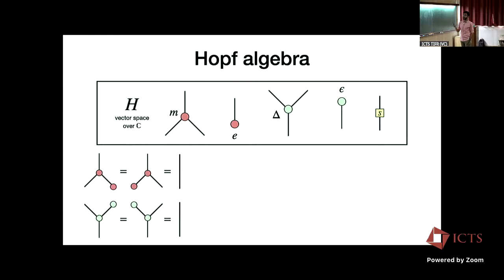These things satisfy a bunch of relations. So for instance, multiplication and the identity satisfy this. If you multiply by the identity, you get nothing basically. So this is like doing nothing to this leg. Similarly here, if you do a co-unit on the co-product, it's like doing nothing. So you can think of this as this red circle annihilates with the red circle, green circle annihilates with the green circle. And the co-unit and the product have some nice relation. The unit and the co-product have a nice relation. Co-unit and unit are normalized in some sense.